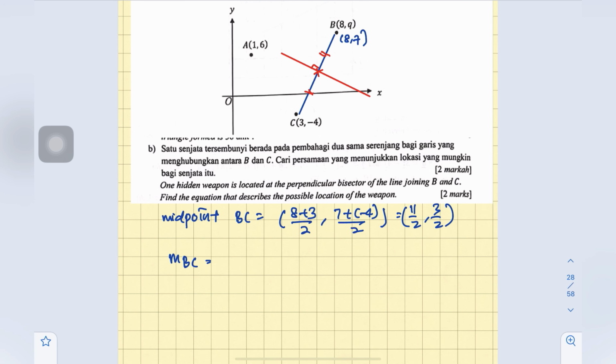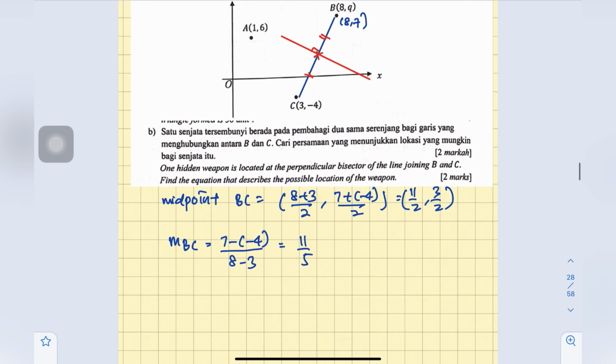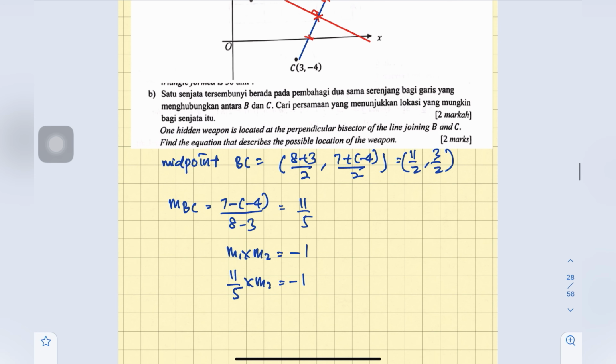Gradient BC is y2 minus y1 over x2 minus x1. So we get 7 minus negative 4 over 8 minus 3, equals 11 over 5. But this one we want the perpendicular, so M1 times M2 equals negative 1. So 11 over 5 times M2 equals negative 1. So then M2 is negative 5 over 11.